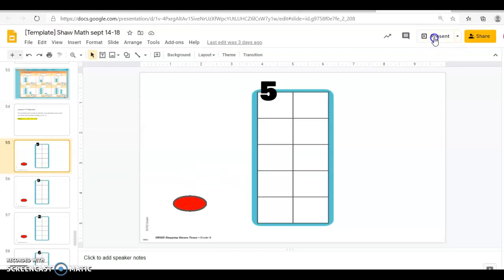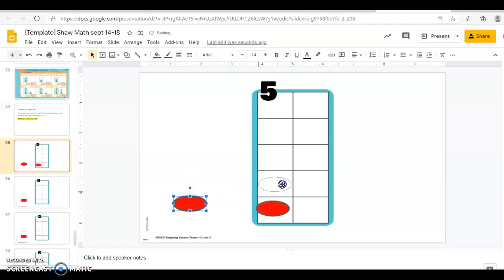You cannot be in present mode. You have to be in the mode where you can see these slides over here, called editing mode. And so that's why I have it on this mode instead of the full size. Okay, so same thing as yesterday. You're going to drag your counters to match this number, and this number is 5. 4 and 5.